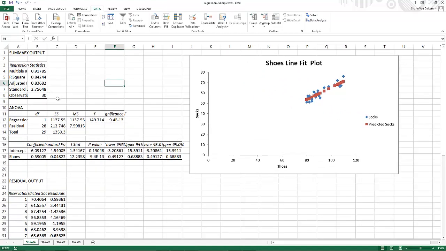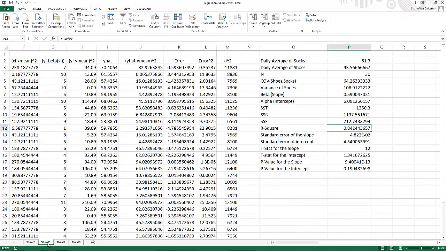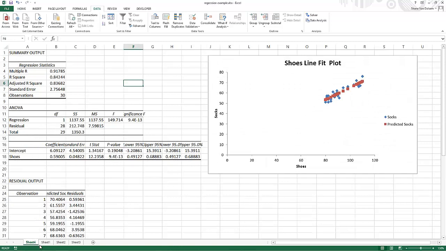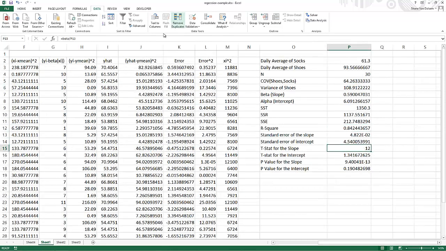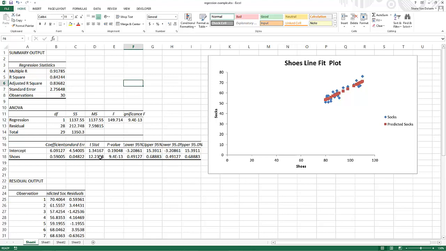Here you can see the regression sum of squares, the residual sum of squares, the total sum of squares. Double check that, you're going to get the same numbers. Our standard errors are the same between the two. Our t-stats are the same between the two. You get that 12.236. Our p-values are the same.